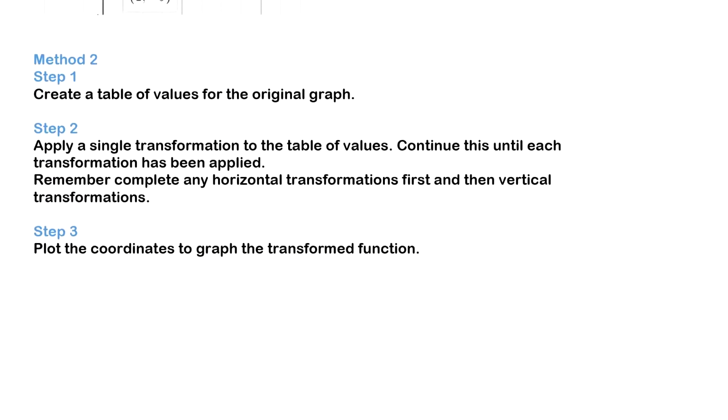The second method that you could use is to create a table of values for the original graph and then apply a single transformation to the table of values. And you continue this until each transformation has been applied. Remember, you have to complete either horizontal or vertical transformations first. I tend to go with horizontal transformations first and then complete your vertical transformations. A side note as well, you should be doing dilations first because they involve multiplication, and then completing any translations, which is usually adding or subtracting. After you've done this, you can then plot the coordinates to graph the transformed function.